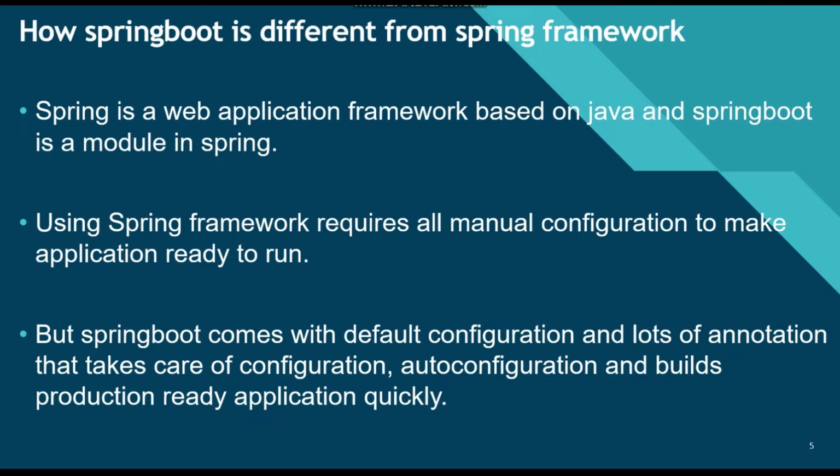When we are using the Spring framework, we have to do the configuration manually to make the application ready to run. We have to write those XML files. We have to write the configuration files. We have to have all those settings in place, and that takes a lot of time. But Spring Boot comes with a default configuration and a lot of annotations that take care of the configuration. It supports auto configuration and provides us a production ready application quickly.